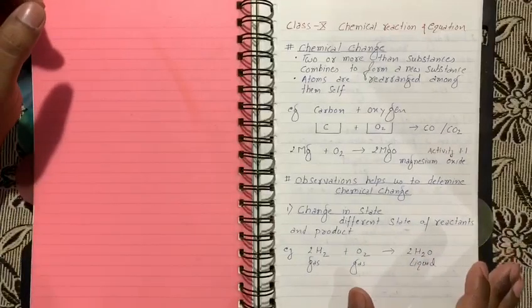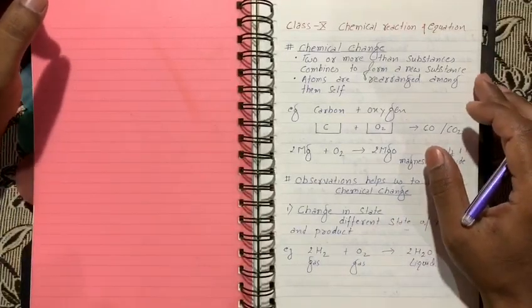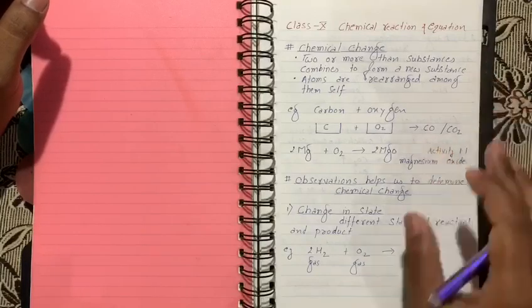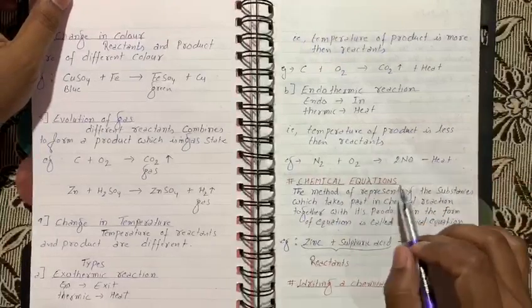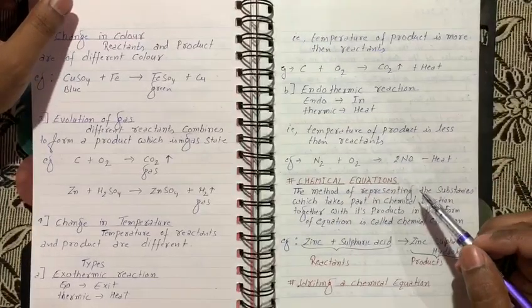Good morning, everybody. As you know, I have started the chapter Chemical Reactions and Equations of Chemistry. Now I'm going to start with the next topic, that is the chemical equation. Now try to understand what the chemical equation is.